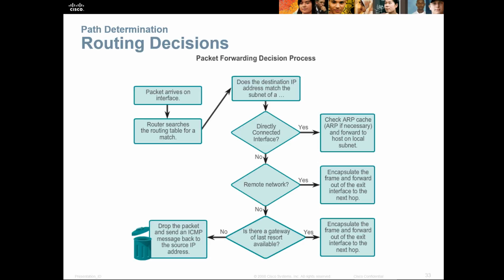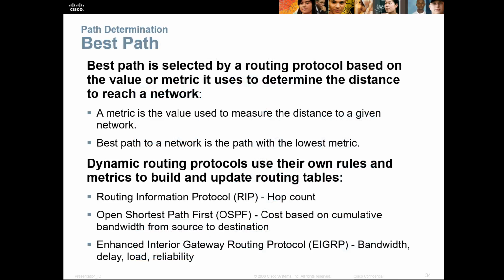So what are the best paths? How does that work? The best path is selected by a routing protocol based on the value or metric it uses to determine the distance to reach a network. Right now, from point A to point B, how do we get there? We use different values and metrics to see what it's going to cost. A metric is a value used to measure the distance to a given network, while the best path to a network is the path with the lowest metric. Metrics and values can be different.